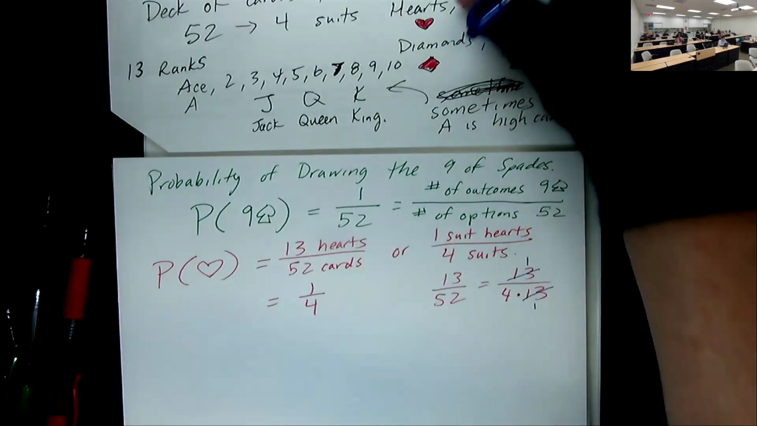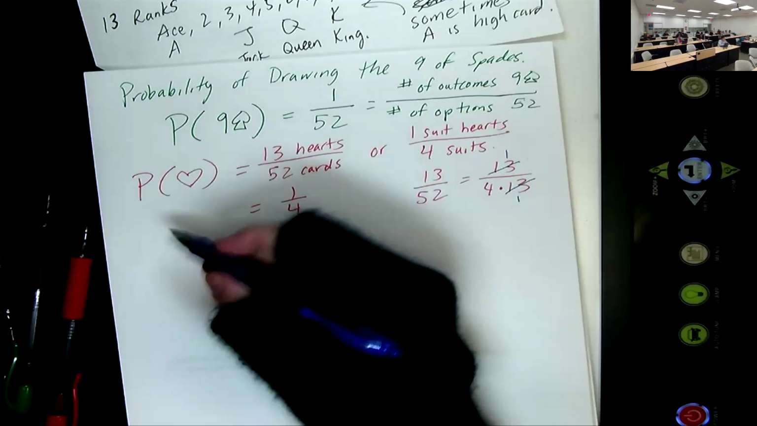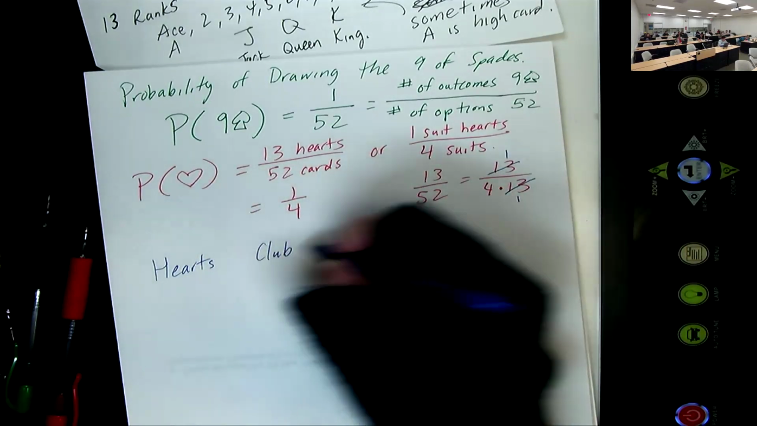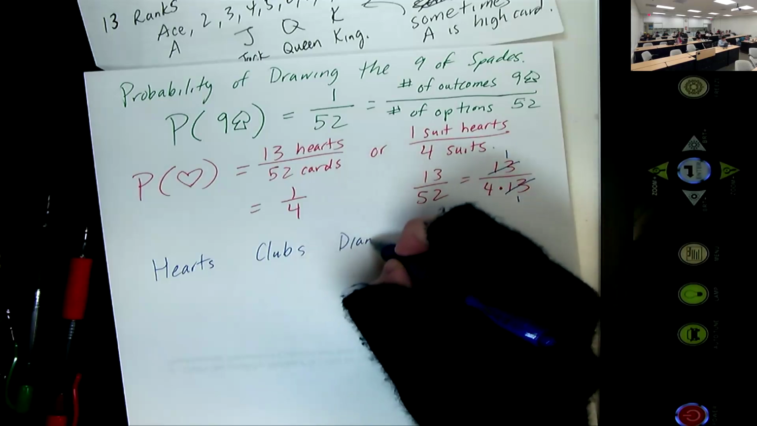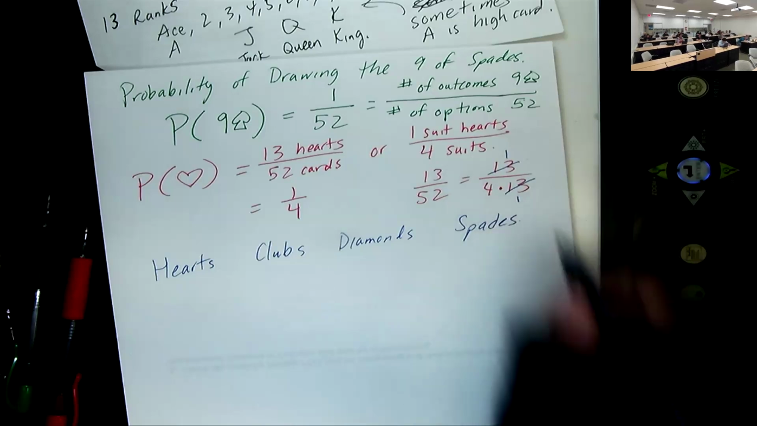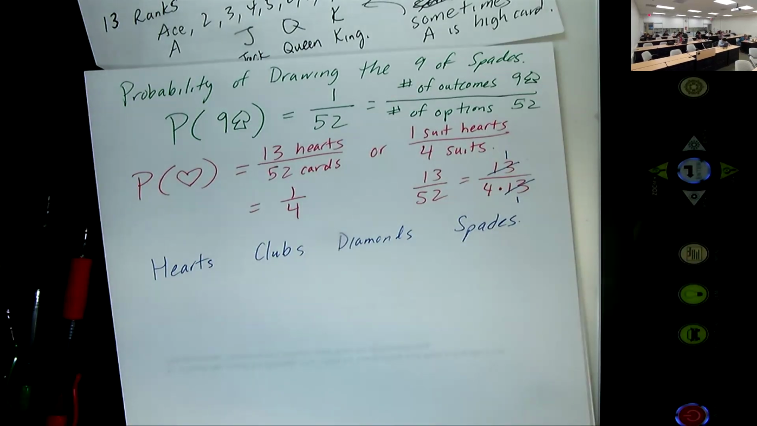So let's do a little quick event here, like, let's track how many hearts, clubs, diamonds, and spades I draw. I'll shuffle these up, I'll draw, I don't know, 12 cards, no. Let's draw 12 cards.